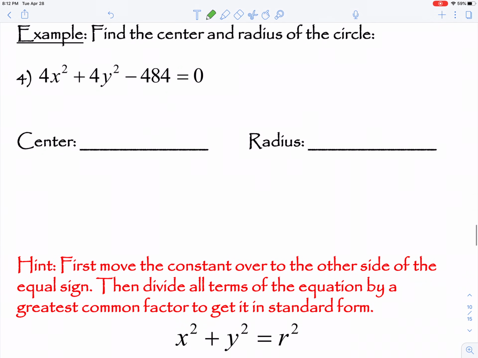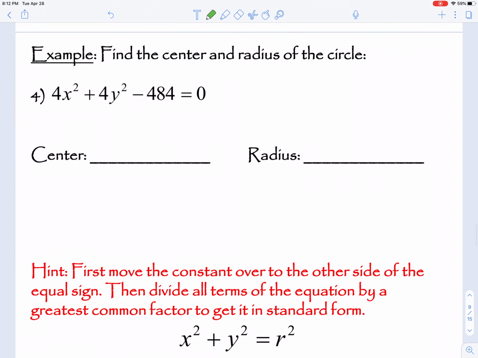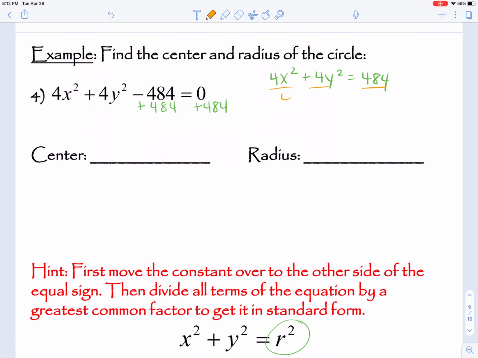Here, it doesn't look like the standard form of the circle. In order to be in standard form, you have it set equal to r squared. So what would I have to do here? I'm going to add the 484 to both sides. So I'd get 4x squared plus 4y squared equals 484. And then I could divide through by that coefficient 4 and get x squared plus y squared equals 121. So the center again is 0, 0, and the radius is the square root of 121, which is 11.